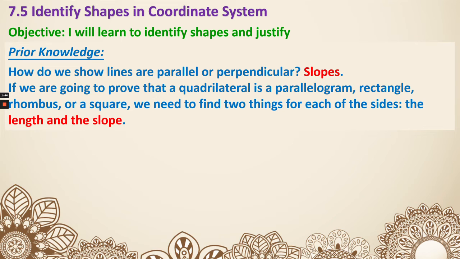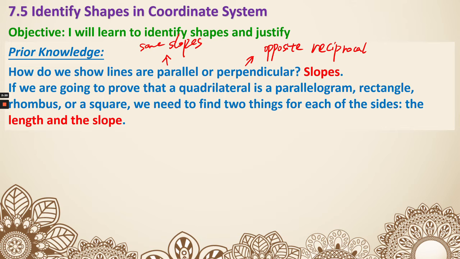Next, how do we know lines are parallel or perpendicular? We have learned in the beginning of the unit that we're going to use slopes to decide if lines are parallel or perpendicular. If they're parallel, it's going to be same slopes. If they're perpendicular, the slope should be opposite reciprocal. If you forgot about that, please refer back to the beginning of the unit. Then 7.2, that's where we learned about these parallel and perpendicular lines.